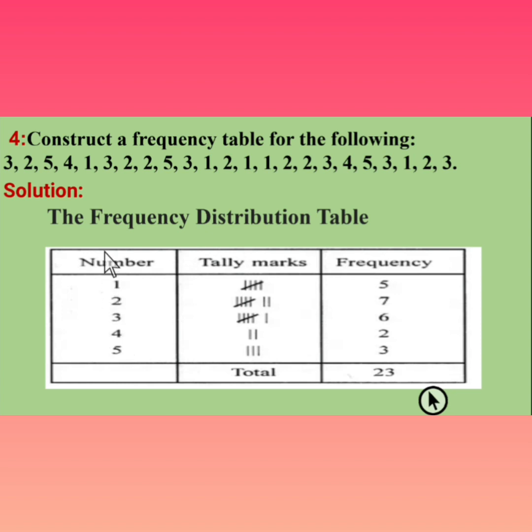Now how many times is 4? Here is 1 and 2. There is 4 only 2 times. So we draw 2 vertical lines and the frequency is 2. Next is 5. How many times is 5? You see 1, 2 and 3. So there is 5 only 3 times. So we draw 3 vertical lines in the tally mark and the frequency is 3. Now we total this one, we get 23.